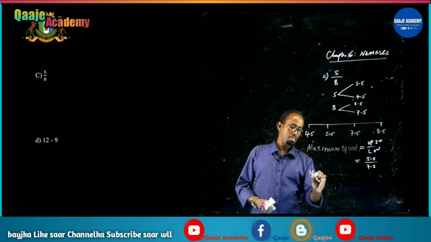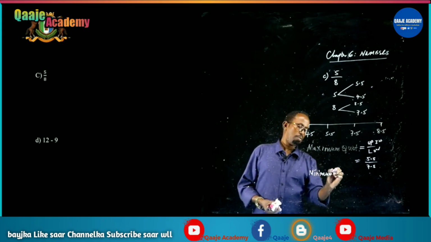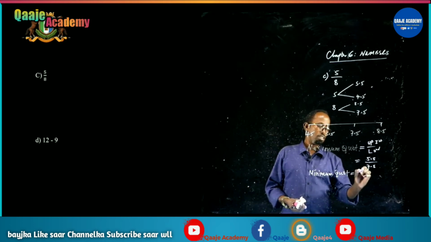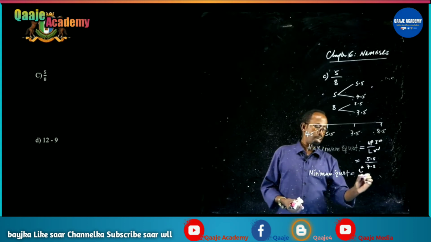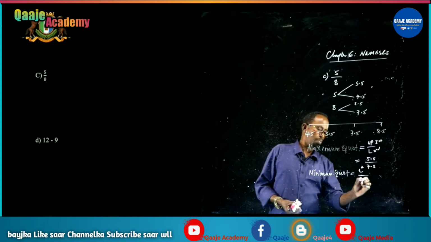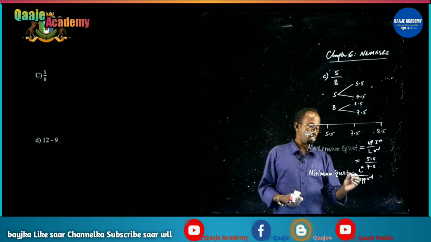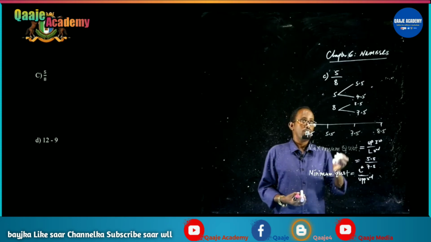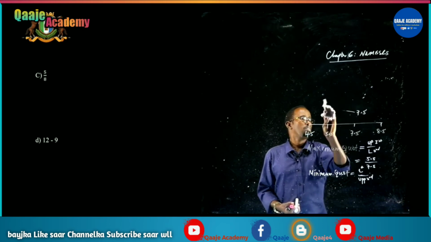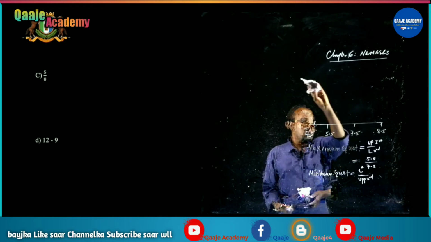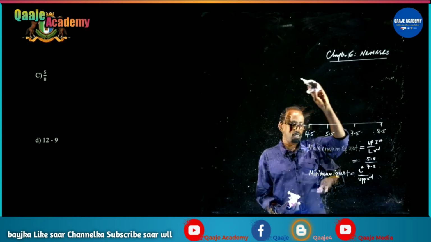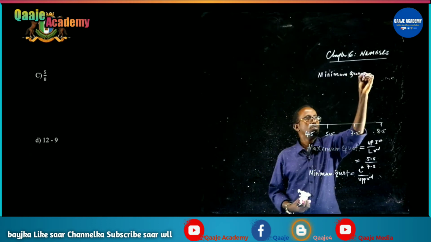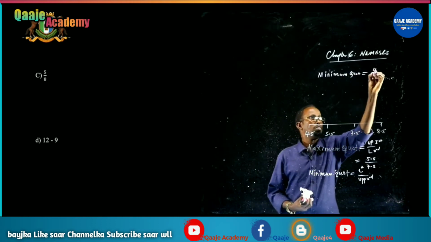Minimum quotient will be equal to the lower limit of the first divided by the upper limit of the second. The lower limit of the first is 4.5. So minimum quotient will be equal to 4.5 divided by 8.5.